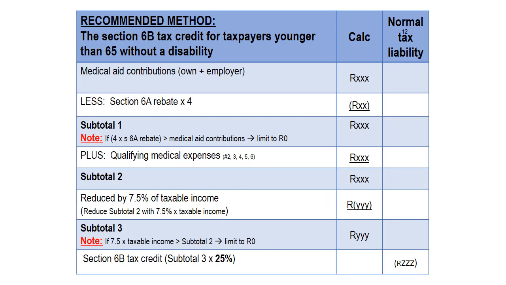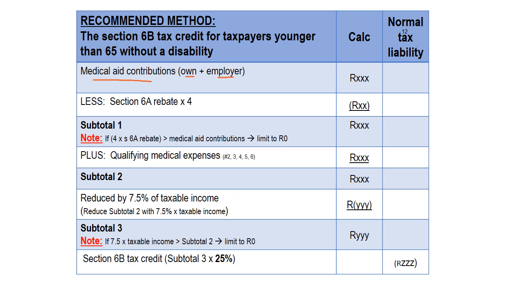Right, that brings us to Section 6B medical tax credit for taxpayers younger than 65 without any disability of either the taxpayer or a dependent. And you'll see it starts off very similar to the previous one we looked at. We start off by looking at the medical aid contributions, own as well as that of the employer. But then, ladies and gentlemen, it changes.